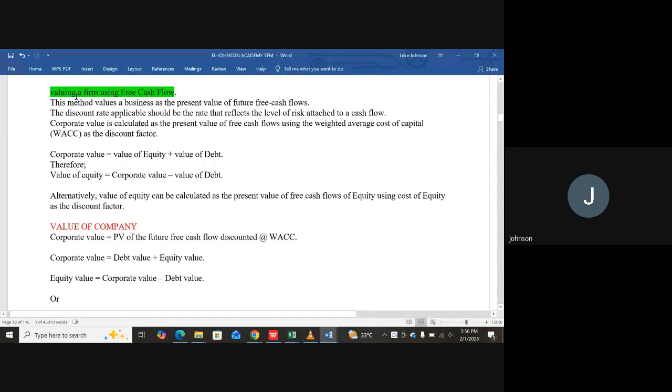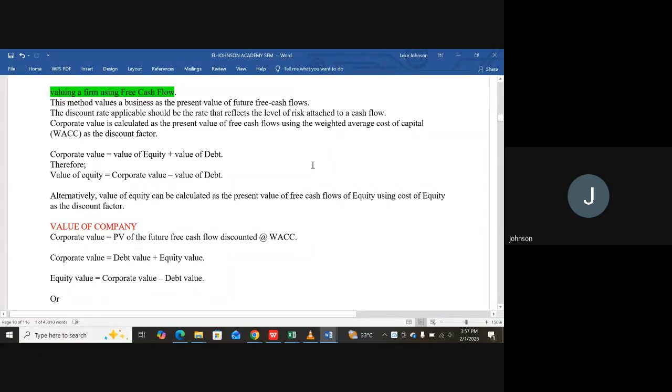They say, valuing a firm using the free cash flow. This method values a firm as the present value of future cash flows, discounted at the weighted average cost of capital. They say the discount rate applicable should be the rate that reflects the level of risk attached to the cash flow. So now let me explain something.